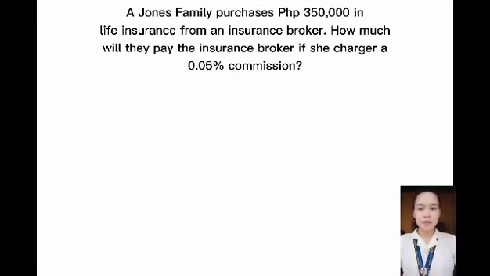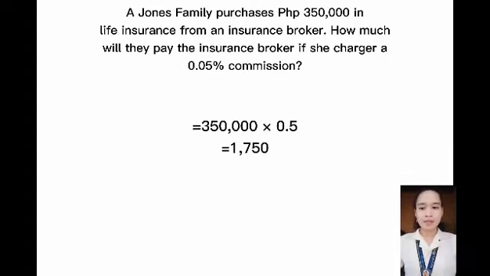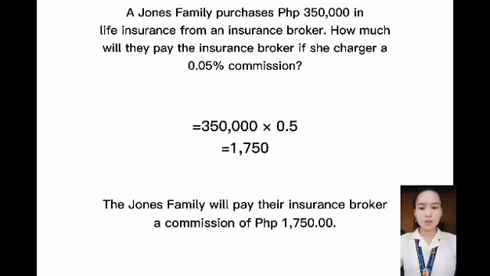A Jones family purchases 350,000 pesos in life insurance from an insurance broker. So the question is, how much will they pay the insurance broker if the broker charges a 0.5% commission? So 350,000 times 0.5% is equal to 1,750. So the Jones family will pay their insurance broker a commission of 1,750 pesos.